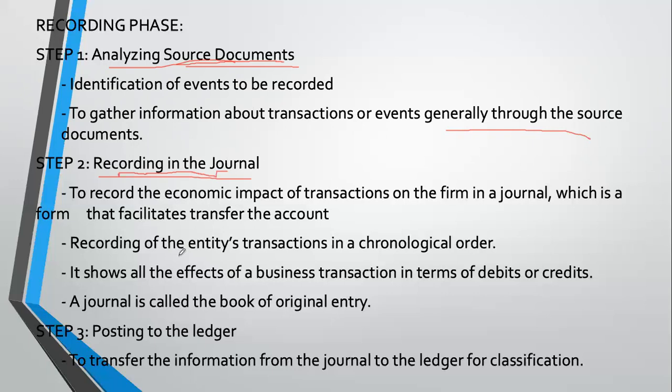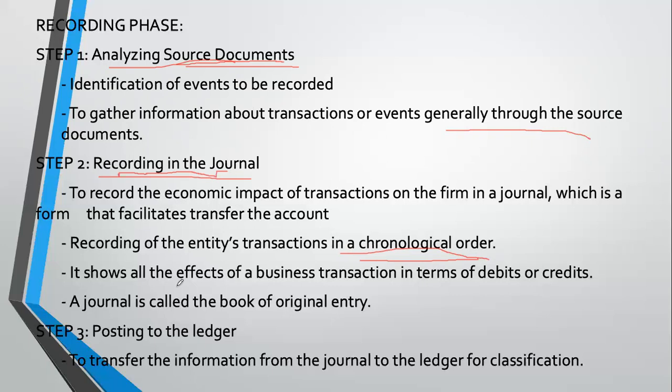Okay, so recording of the entity's transaction in chronological order. When you are preparing journal entries in your journal, naka-arrange siya chronologically, so based on the date na siya. For example, from January 1 transactions up to December 31 transactions. So mag-record na ka.